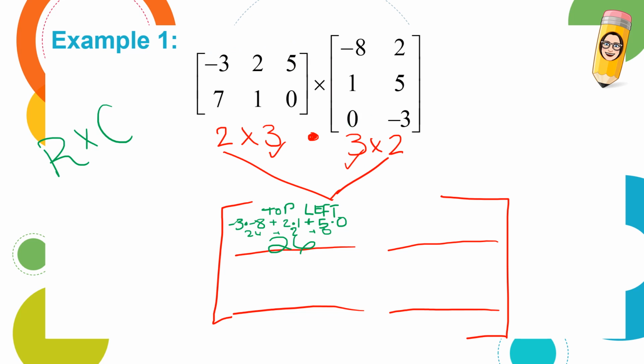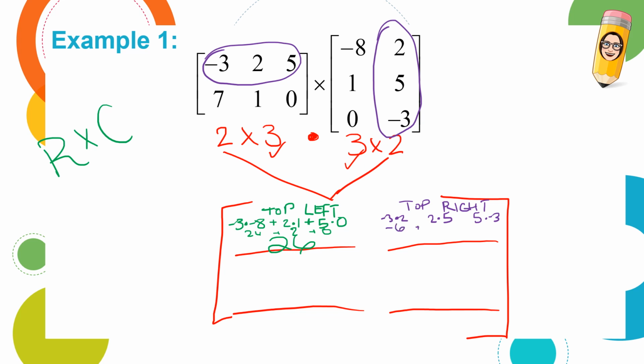Again, I like to use sort of where is my blank space. This would be top right. So we care about top row, right column. I'm going to take the first pieces and multiply them. I'm going to take the second pieces and multiply them. And I'm going to take the third pieces and multiply them. And we're going to add them together after we multiply.